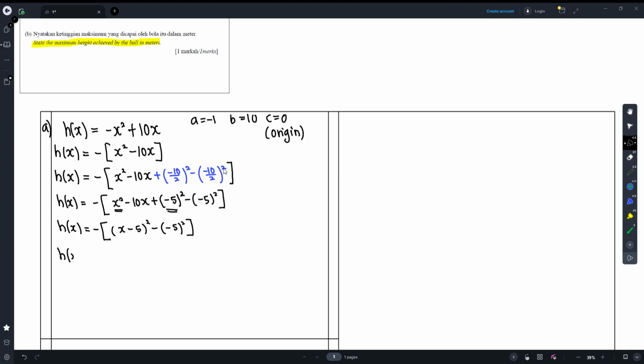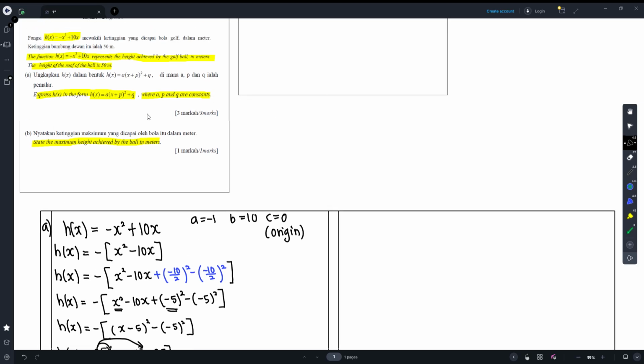And then as we continue, h(x) = -[(x - 5)² - 25]. So this negative needs to go inside for both. Don't forget this step. So your h(x) will be -(x - 5)² + 25. So that is the completion of the completing square method. We are done with part A.